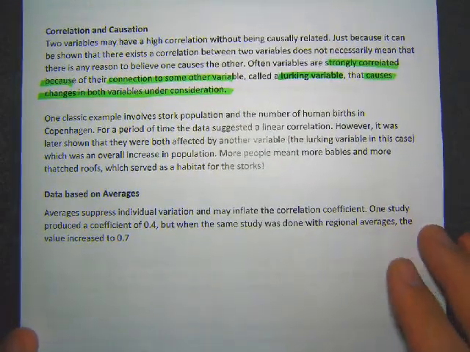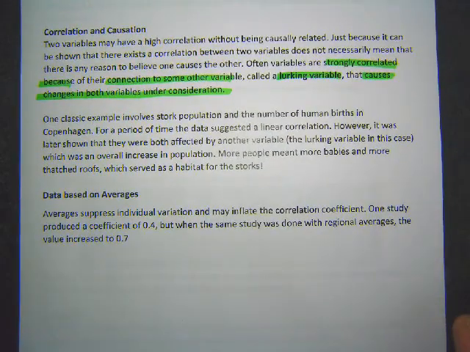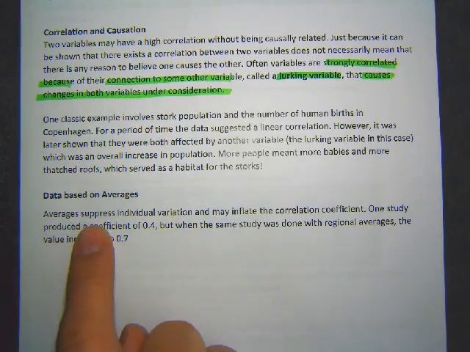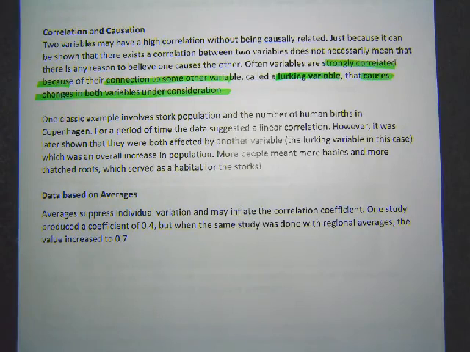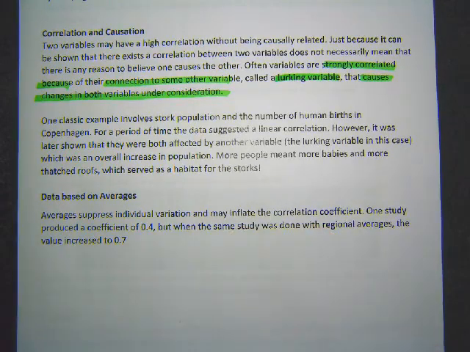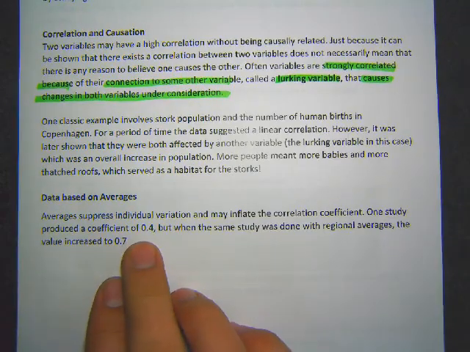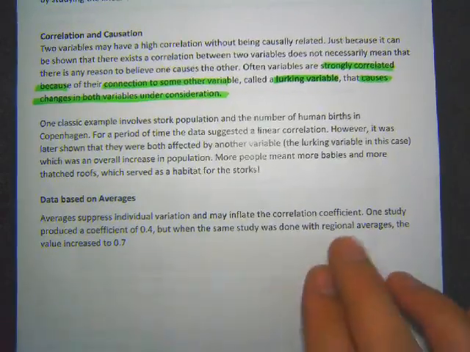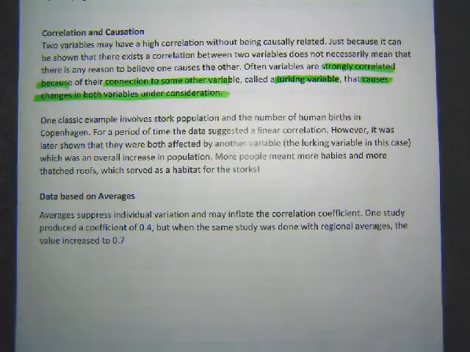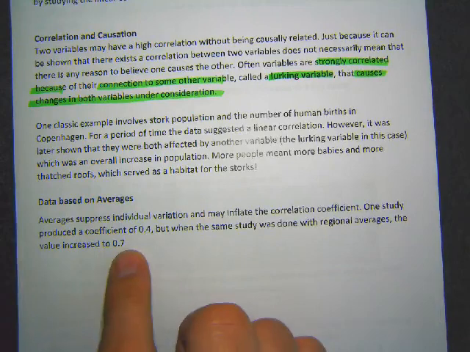Another thing you want to really avoid when working with correlation is data based on averages. If you use averages, they suppress variation, and then they could actually inflate the correlation coefficient. They did a study once and showed a correlation coefficient of 0.4, but then they went back to the study using regional averages. So instead of using all the data, they took the averages for different regions, and they increased the correlation coefficient all the way to 0.7.